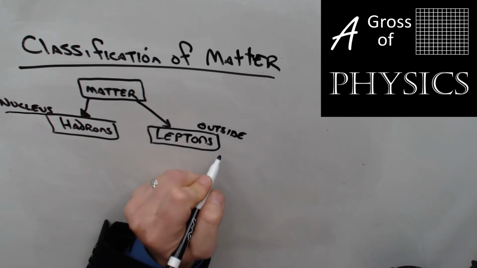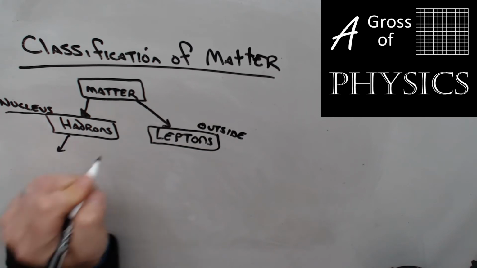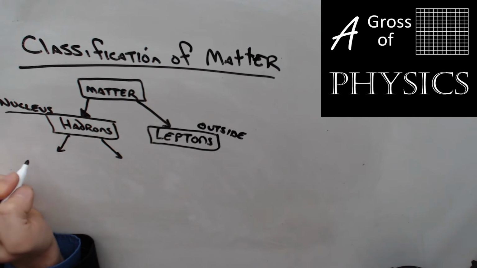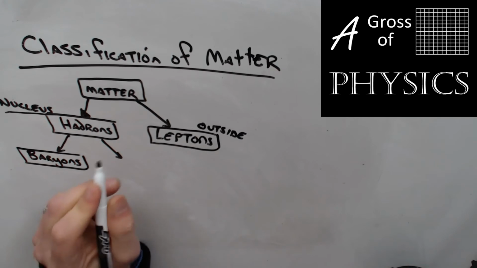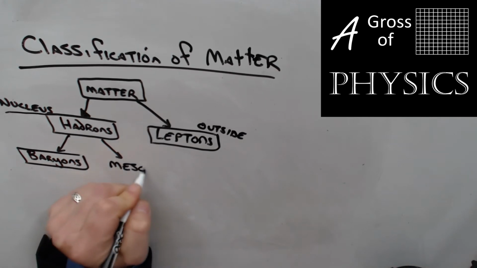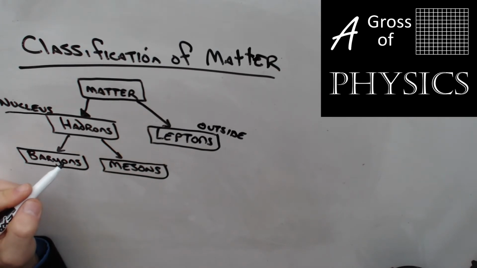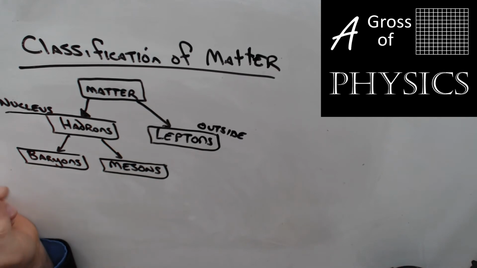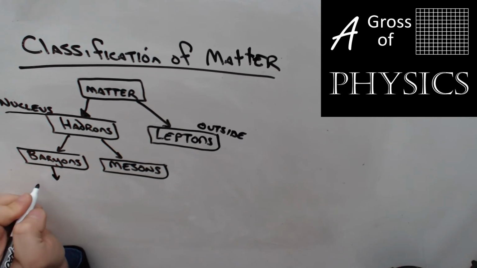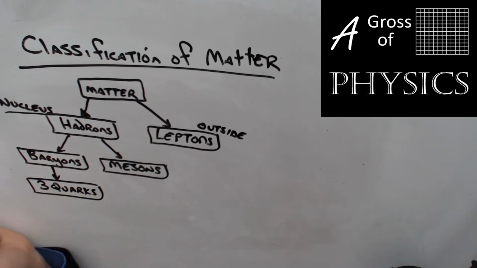Now we have an entire chart for leptons, which we'll discuss momentarily, but then hadrons are broken down into two more sections. We have the baryons, and we have the mesons. And these are different types of nuclear particles that have different characteristics in terms of their structure. Now the baryons are made of 3 quarks. And that completes this leg of the chart.